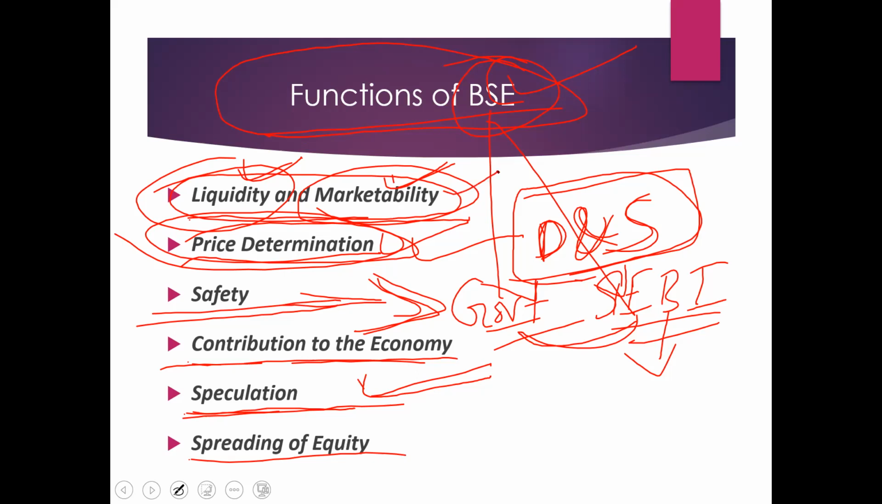One is liquidity and marketability, and price determination. See, liquidity is nothing but shares being easily convertible into cash. Then marketability, in the sense of wider scope, wider access of securities. Then what is price determination? Share price is determined by demand and supply factors. Then safety: the stock exchange safeguards the interest of the investors. Then contribution to the economy, then speculation and spreading of equity. These are the functions of BSE.